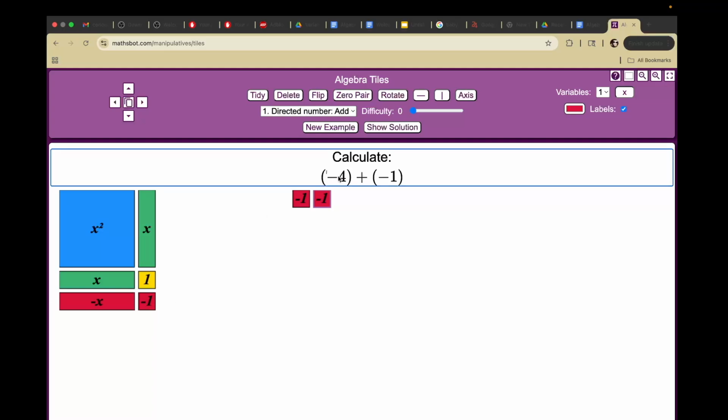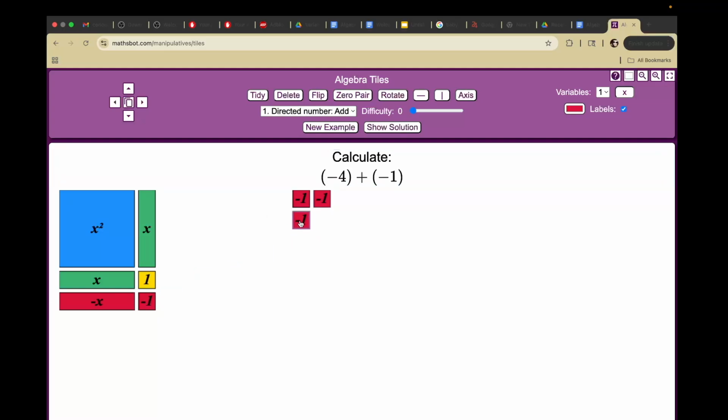So I'm going to first make this a -4. I'm going to have 4 of these negative guys, and then 1 -1, and this is going to be a plus. So I'm going to put these together. I could just straight up put these together, and there we go. My answer would be -5.